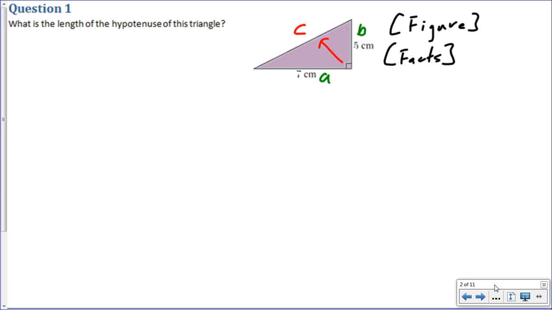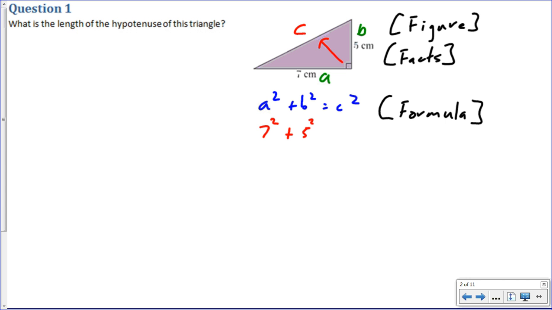Next, we need to write our formula. So Pythagoras: A squared plus B squared equals C squared. So that is now our formula. We're going to do a substitution now. So A is 7, so it's 7 squared plus 5 squared equals C squared, because there's nothing there.